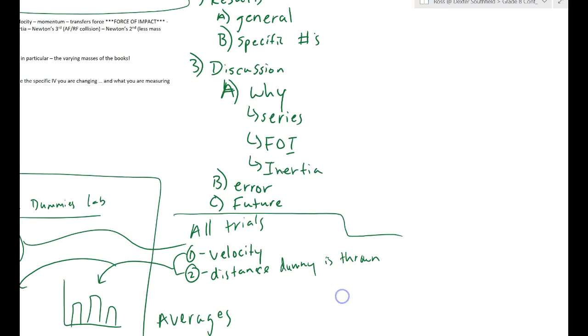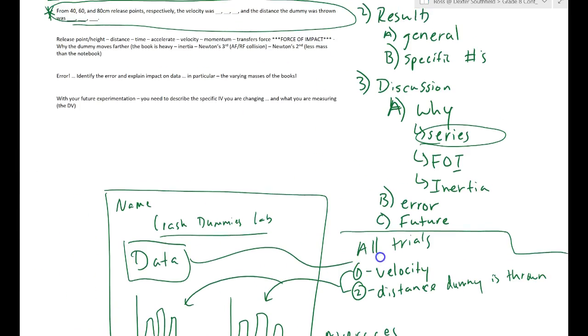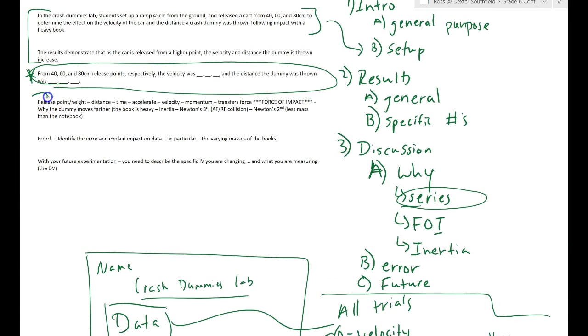So within this discussion section, the first thing we talk about is the series. I list out for you the series right here. By changing the release point, we're changing the distance, which allows the cart to travel for a longer amount of time, which means that it can accelerate due to gravity for longer, which increases its velocity. Just like in the momentum lab, this also increases the momentum, because as the cart is traveling faster, mathematically that increases its momentum.